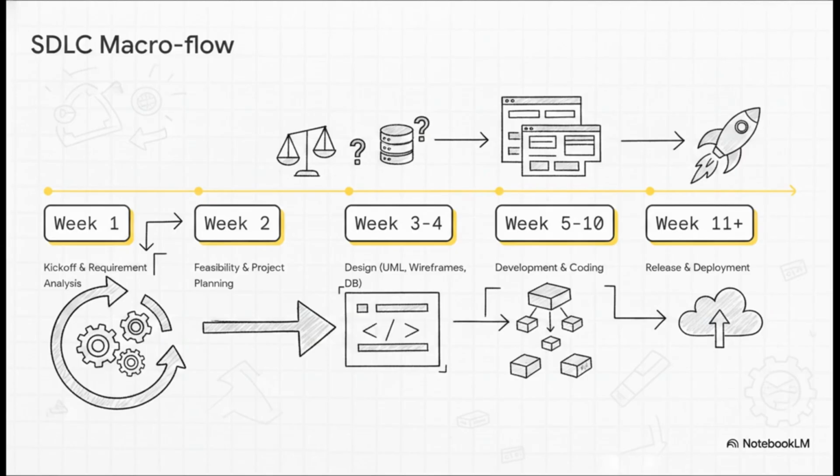We start with the kickoff, then we flow straight into requirement analysis and feasibility. This is where the team basically asks, can we actually build this with current tech? Once verified, that flows into project planning, then design, then heavy development, and finally release. Visualizing these stages clearly shows you can't skip steps, you just can't design without planning, and you definitely can't code without a design.